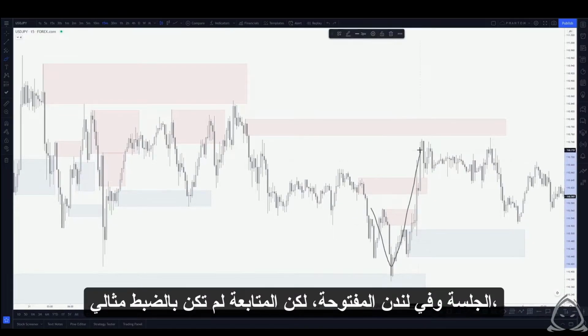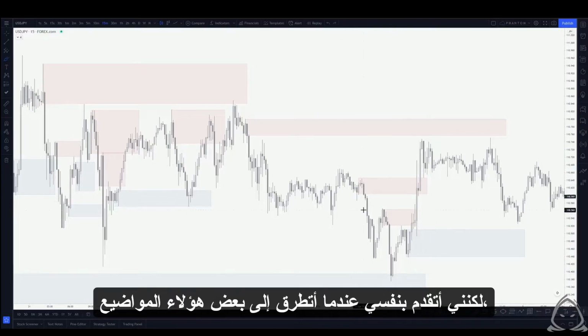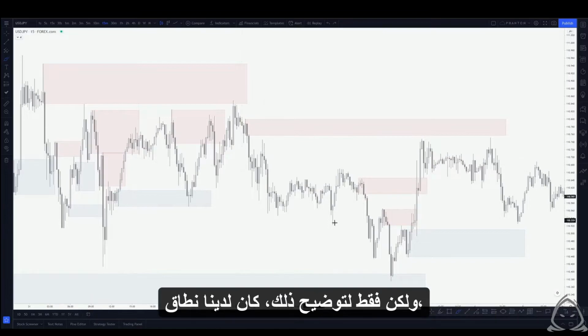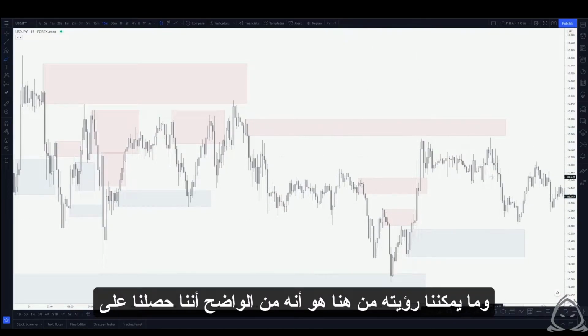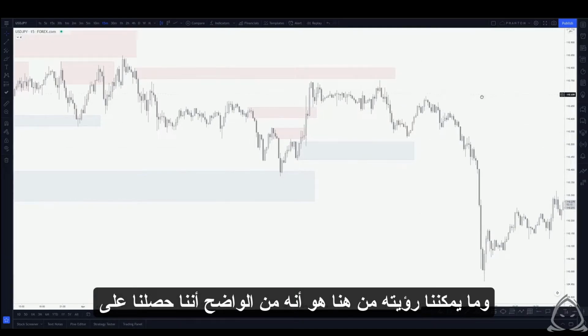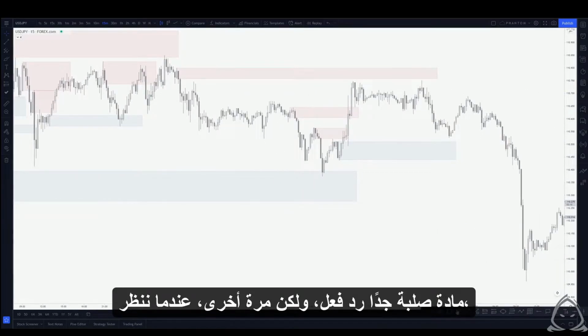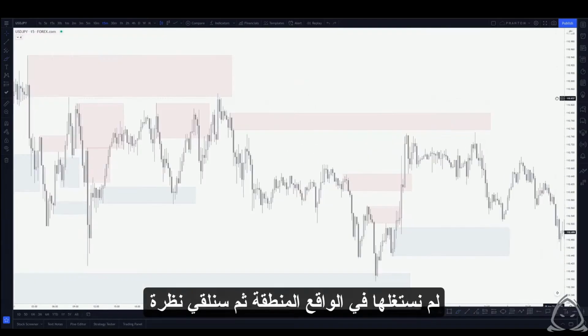But the follow through wasn't exactly ideal, but I'm getting ahead of myself when I touch on some of those topics. But just to explain this a little further on, we had a range, this corrective departure from the zone, and then it ended up being more of a V return. And what we can see from here is obviously we did get a pretty solid reaction, but then again, when we look, we didn't actually tap into the zone.